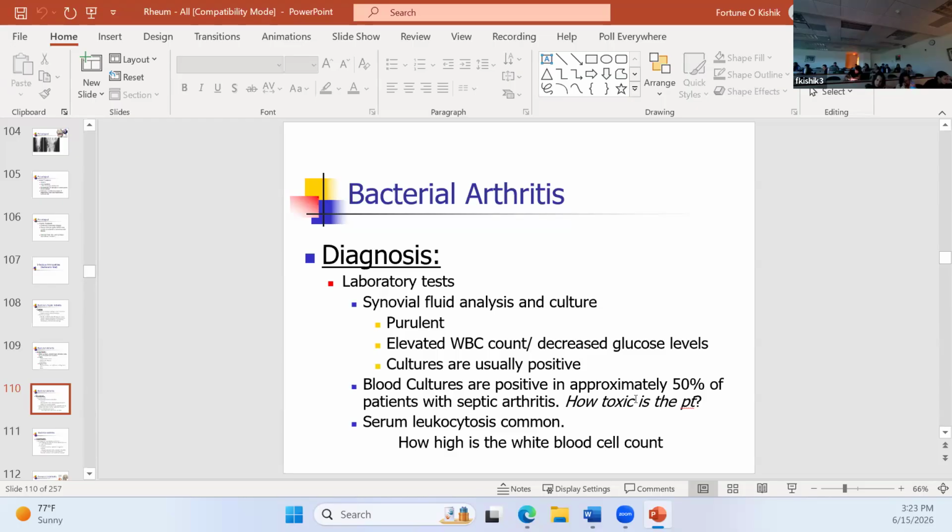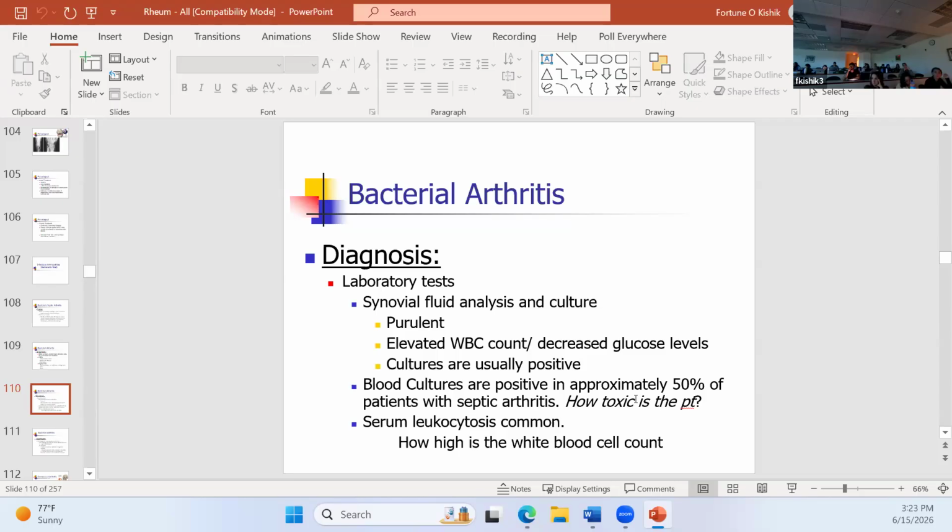Cultures are usually positive. You get blood culture, that means it's starting to circulate everywhere in the body. Now, I put something up here for you guys to kind of get an indication of what I'm speaking about. You have to start taking evidence-based medicine into practice. It's so important you do that.